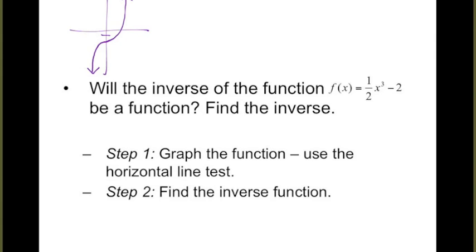So we're going to graph the given function, and then we're going to use the horizontal line test. So the horizontal line test says, if I draw horizontal lines across this thing, am I ever hitting more than 1 point? No. That means the inverse will be a function.